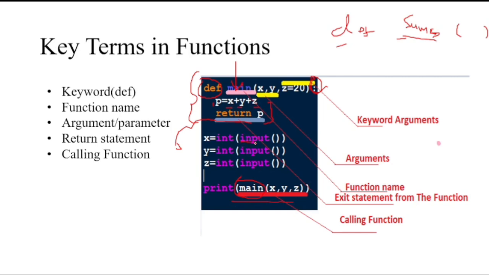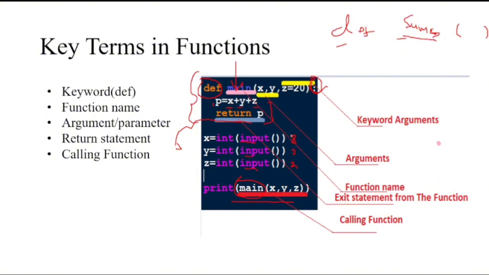We have input methods. These input methods prompt the user to enter the values for x, y, and z. So assuming I input a value of 8 for x, I input a value for y of 2, and I input a value for z of 2.